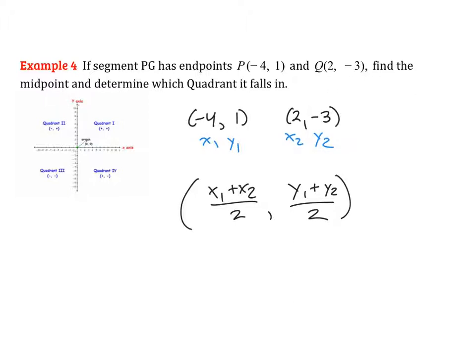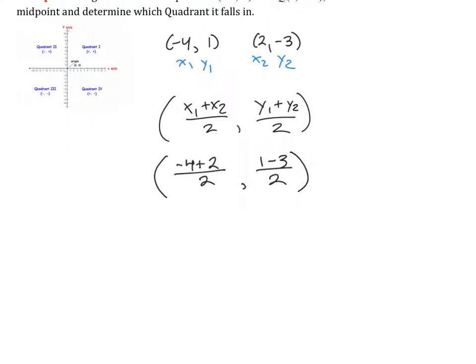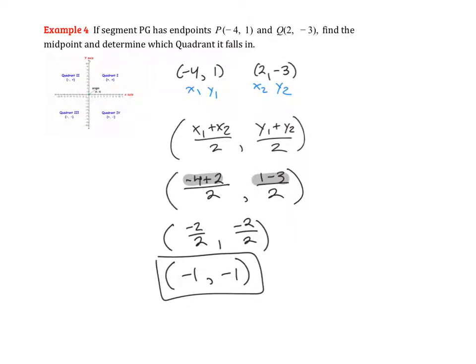So here's our formula again. So let's substitute. Here we have x1, which is -4, plus x2, which is 2, all over 2. And then we have y1 plus y2, which is negative 3, all over 2. And then we just simplify. We are going to make sure to simplify within our numerators first and then divide by 2. So here we have negative 2 over 2, negative 2 over 2. And simplify if you can. Of course, negative 2 divided by 2 is negative 1. So this is the midpoint of line segment PG.